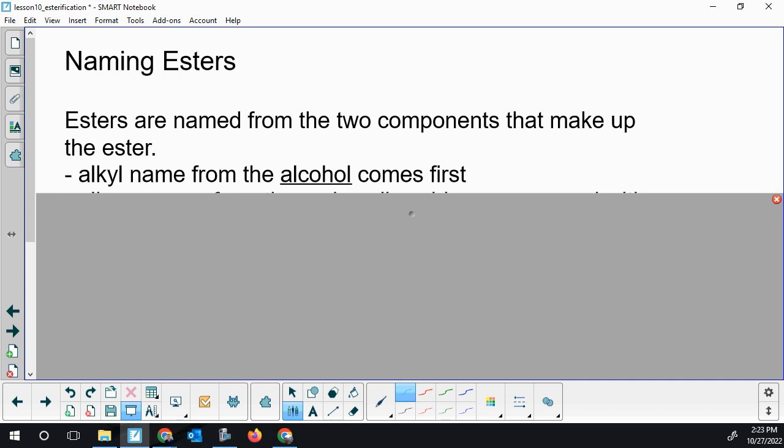Now, IUPAC makes the rules, and they've said that we have to deal with the alcohol part first in the name. It could be on the right side of the ester or the left side, we don't care. We're going to use the alkyl name from that alcohol. So that'd be like methyl, ethyl, propyl, butyl.